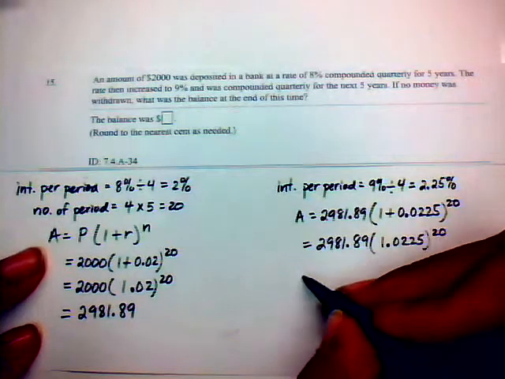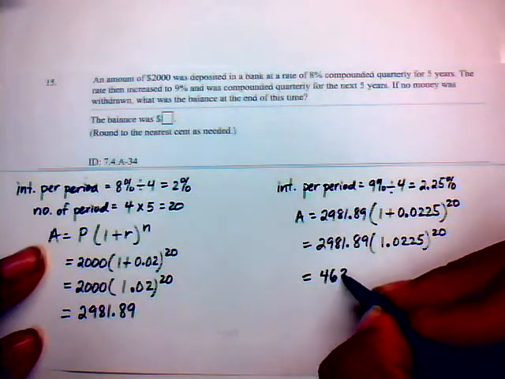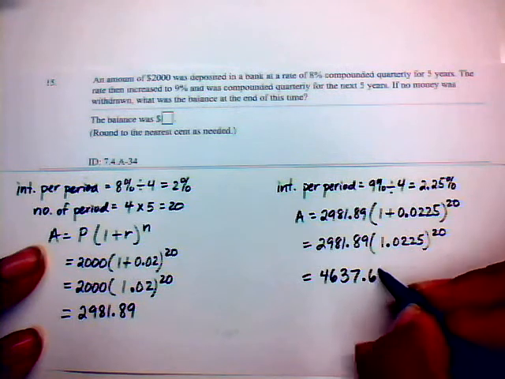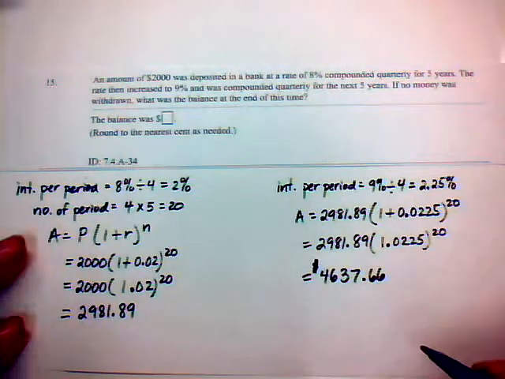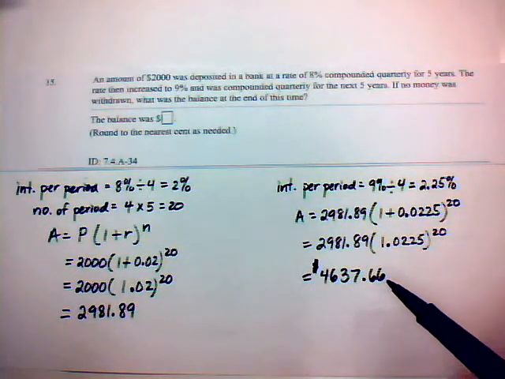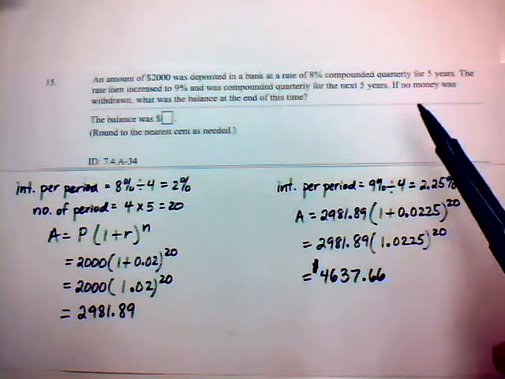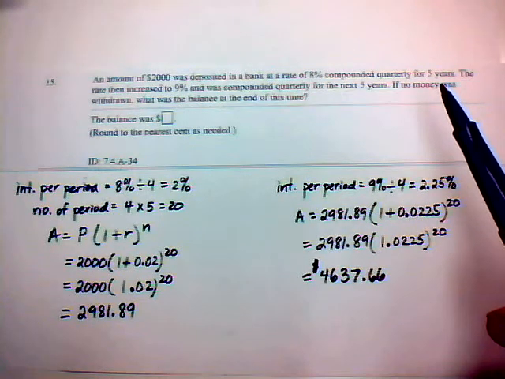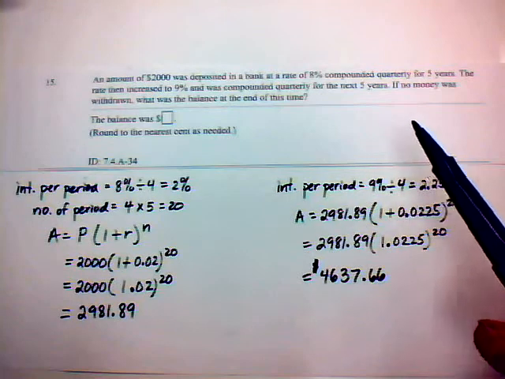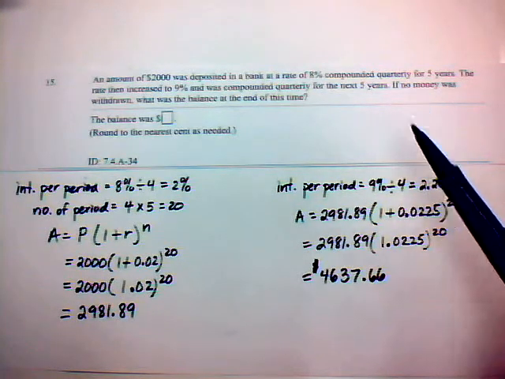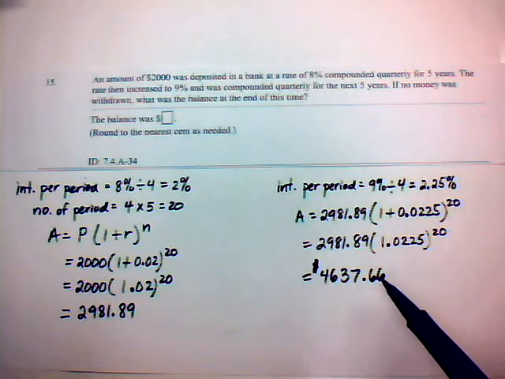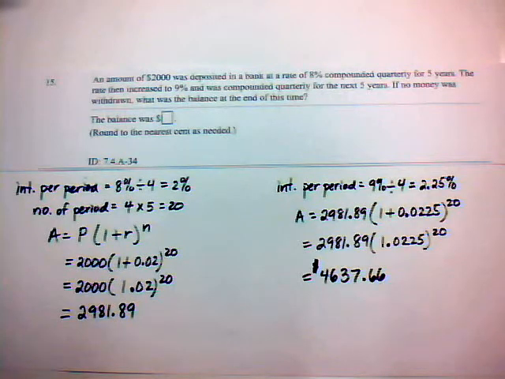And that's the answer that I was looking for: $4,637.66. So the balance after it's been compounded quarterly at 8% for the first 5 years, and then increased to 9% compounded quarterly for another 5 years, will end up at $4,637.66. Okay, so this should be enough to assist you with one of the problems in that homework section for section 7.4.